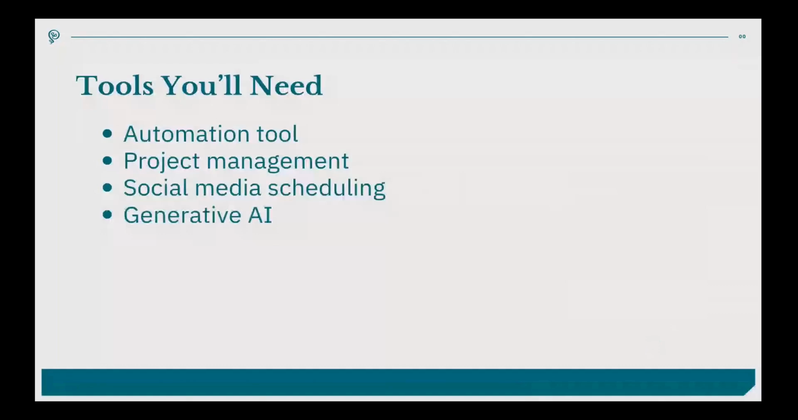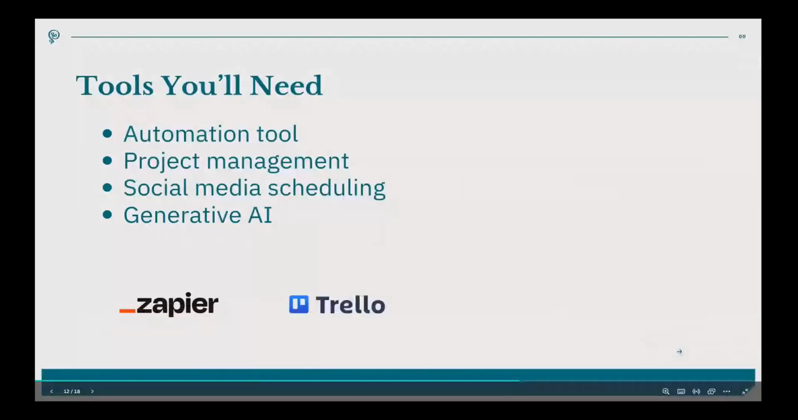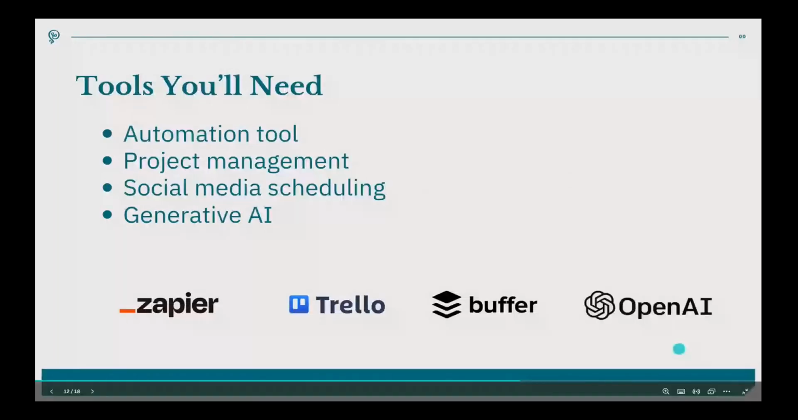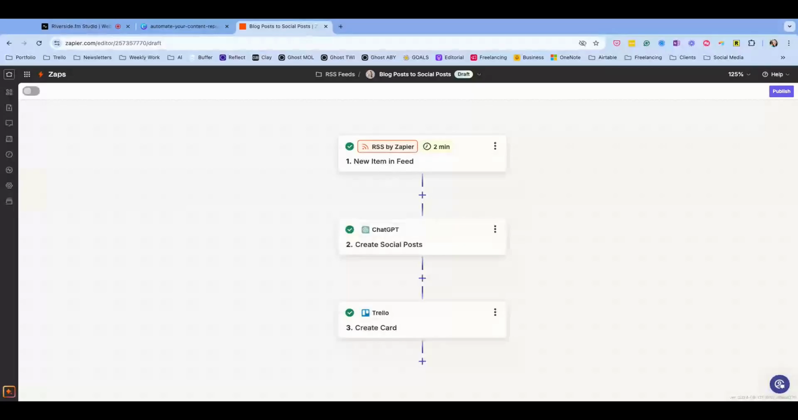And optionally, you need generative AI, one that works with your automation tool, such as ChatGPT or Claude. I happen to use Zapier, Trello, Buffer, and OpenAI to make all of this happen. So let's take a look at this example in Zapier.